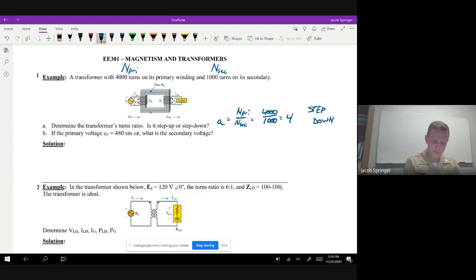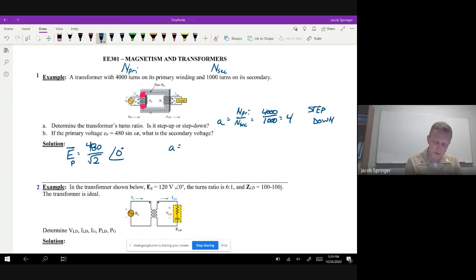Next one said if the E primary, which is across these windings, so from here to here, I'm putting some big red dots across the windings, if I had a voltage of 480, what is the secondary voltage? So the thing to note, and all they say, divided by the square root of 2, just so that we stick with our RMS value. So there's E primary as an RMS, its angle is 0. So what is the secondary voltage?